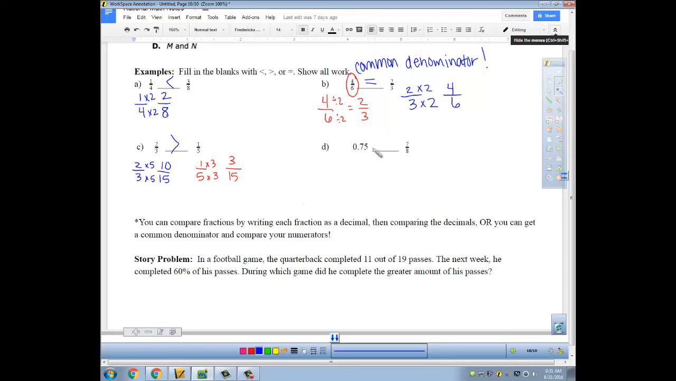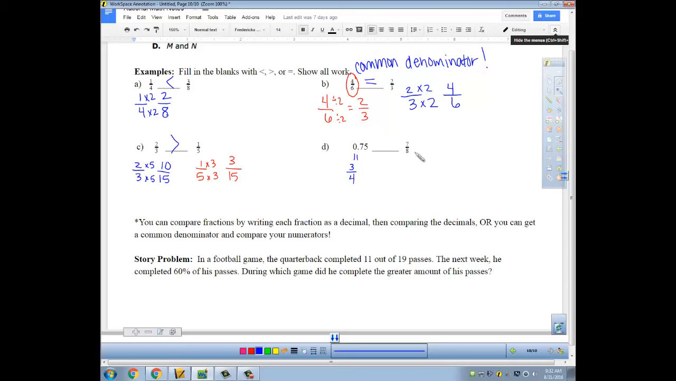Part D, we can either turn the decimal into a fraction or a fraction into a decimal. I feel like most people don't like to do long division, and they already know that 0.075 is 3/4. So I'm going to turn that to 3/4. If you didn't know that was 3/4, you could have put 75 over 100, since that's 75 hundredths, and then reduce it to 3/4.